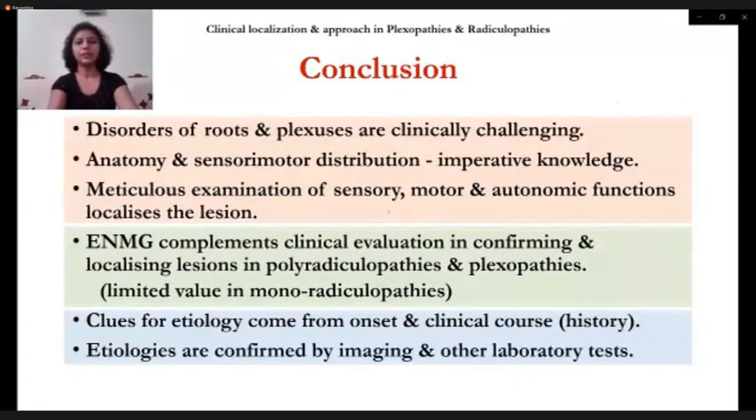With this, I would like to conclude by mentioning that by integrating the requisite anatomical, pathophysiological, and neuromuscular knowledge with the detailed clinical assessment and other ancillary tests, one can localize and characterize a lesion with a fair degree of certainty. This ability requires an understanding of the relevant anatomy as well as familiarity with the various disorders that affect the roots and the plexuses. The clinical diagnosis and possible etiologies can be supported and confirmed by appropriately performed ENMG and imaging studies.